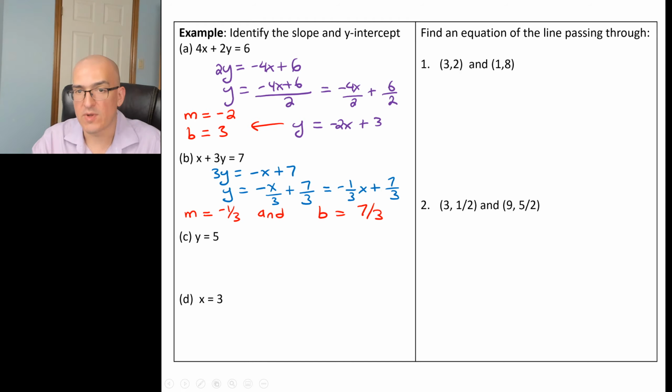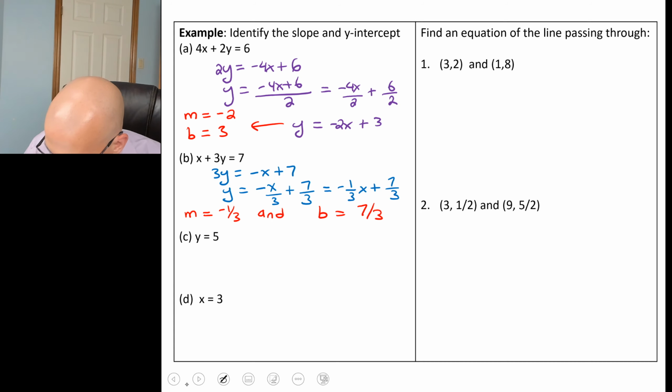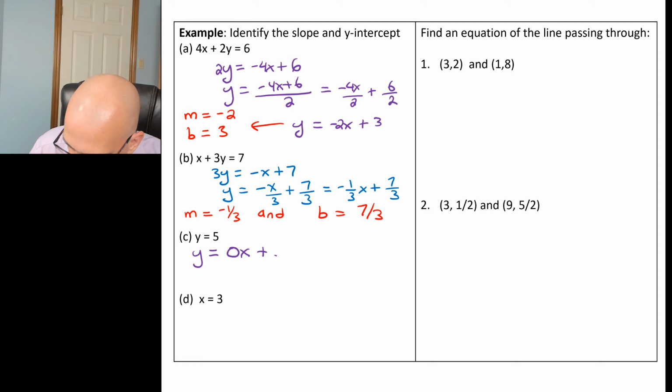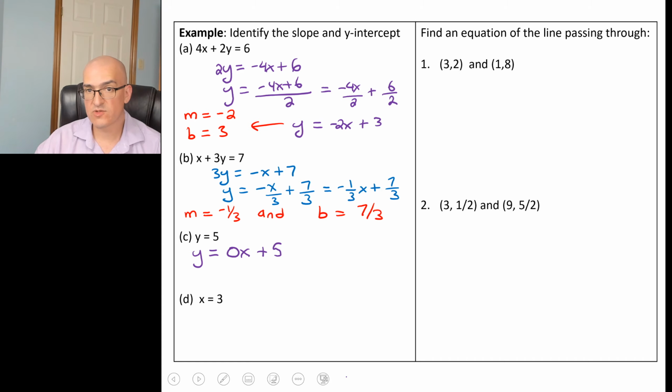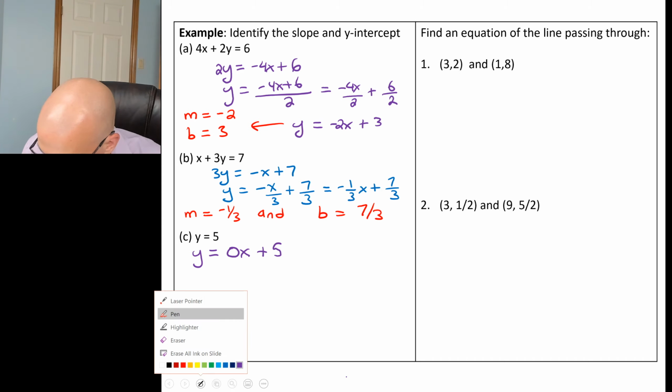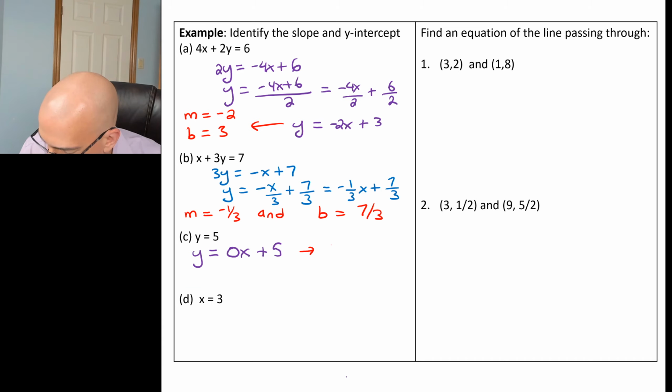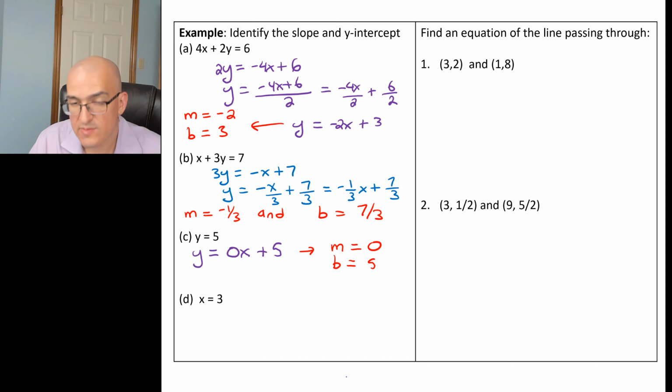Okay, next one. y equals 5. Where's the x? y equals what x plus 5? Well, I'm going to tell you what the what is. y equals 0x plus 5. There's a 0 times x there. It's just hiding. So, m equals 0, b equals 5. Sneaky.